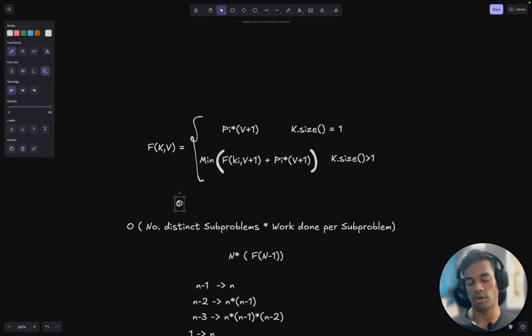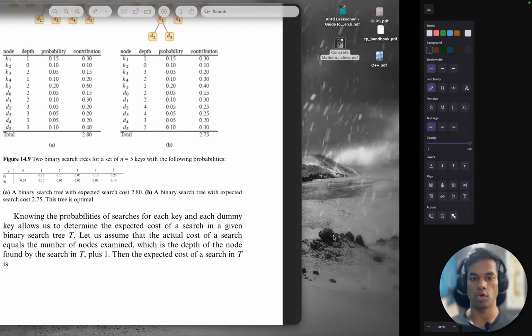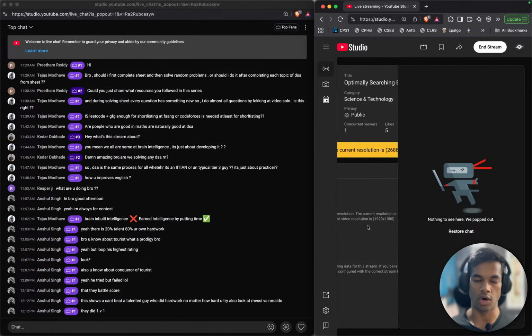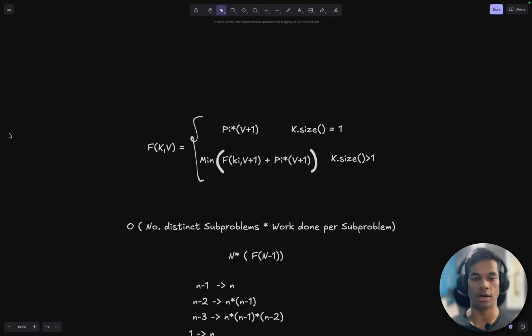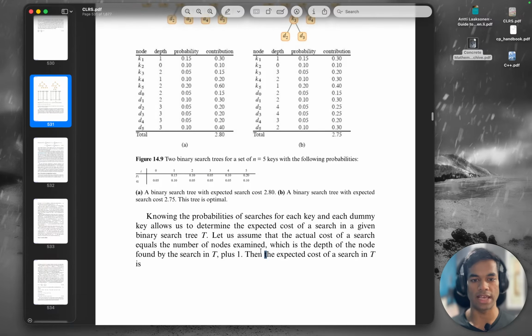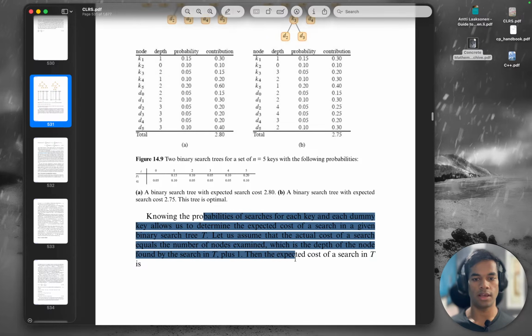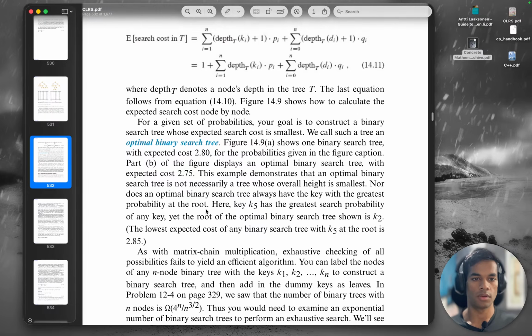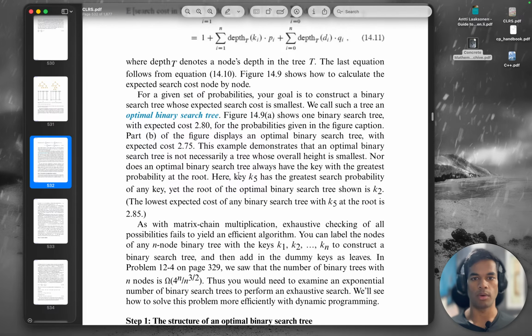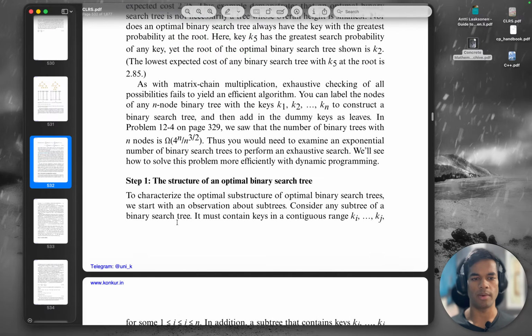But since we do not have to invent everything, we can go back to reading and seeing how we did with this, and compare our own solution with what the book is saying and see who is stupid. And I guess I am stupid. Okay, for a given set of probabilities, your goal is to construct the optimal binary search tree.